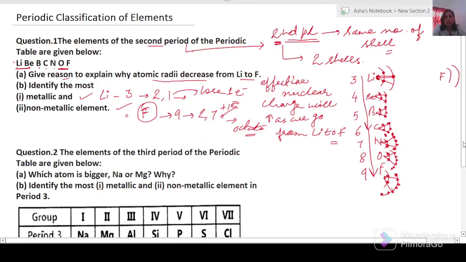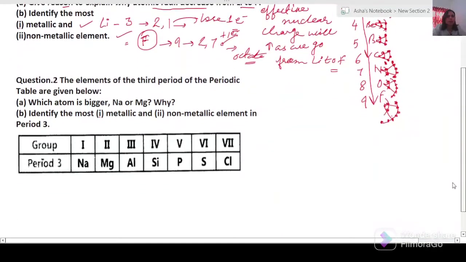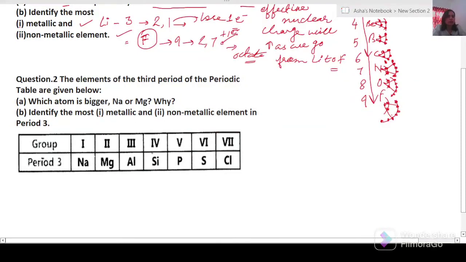Now let us go to the next question, question number 2. Question number 2 has a portion of the table, the elements of the third period. This is the third period, right? So it will have 3 shells, remember. All of them will have 3 shells. Which atom is bigger, sodium or magnesium? They are having 3 shells, 1, 2, 3. It will also have 1, 2, 3.